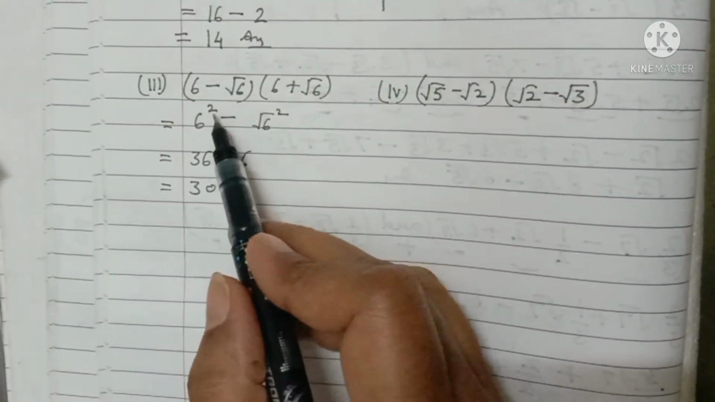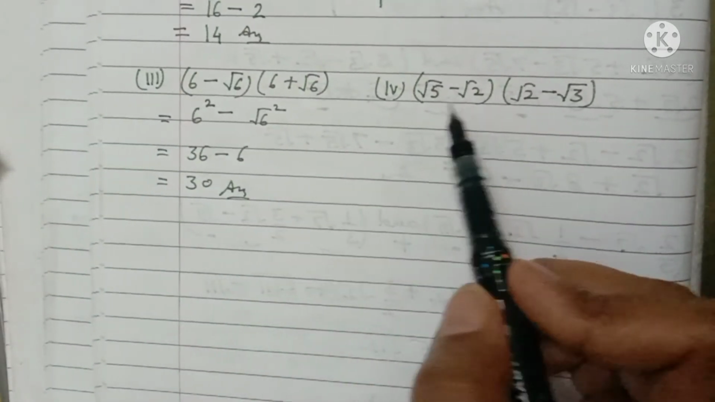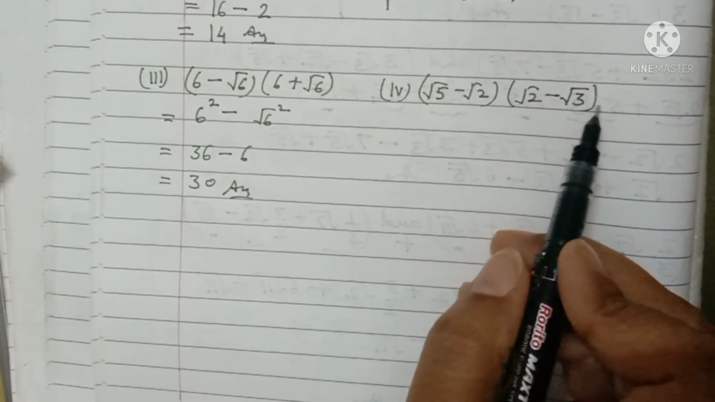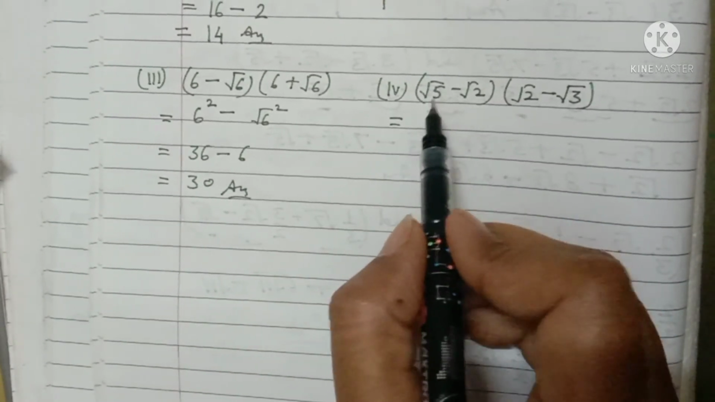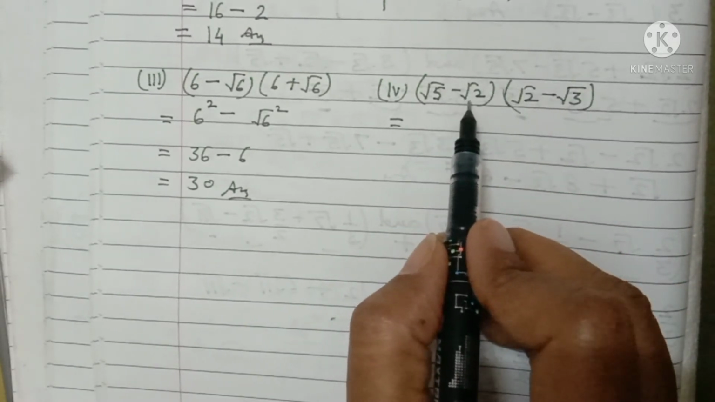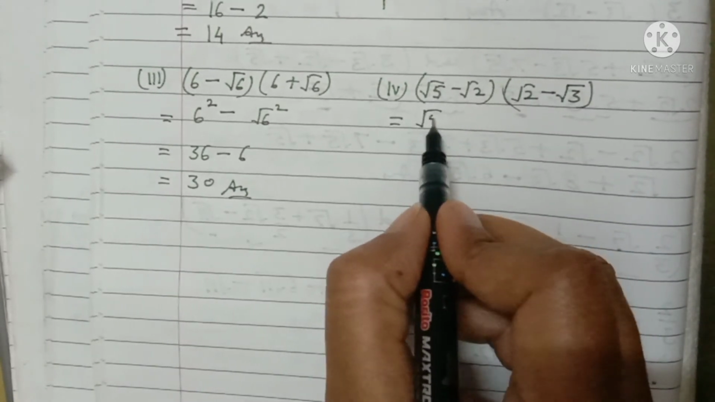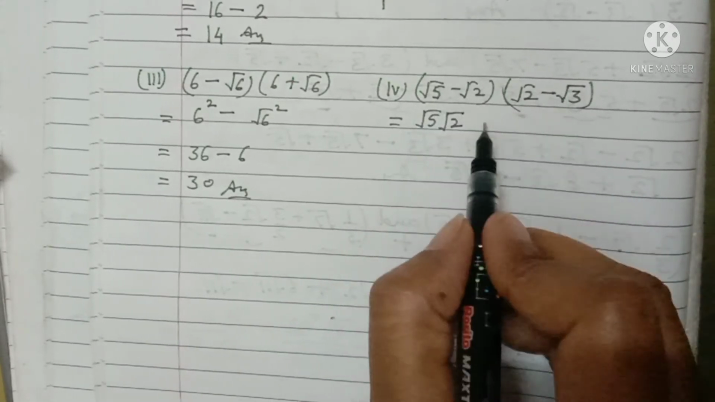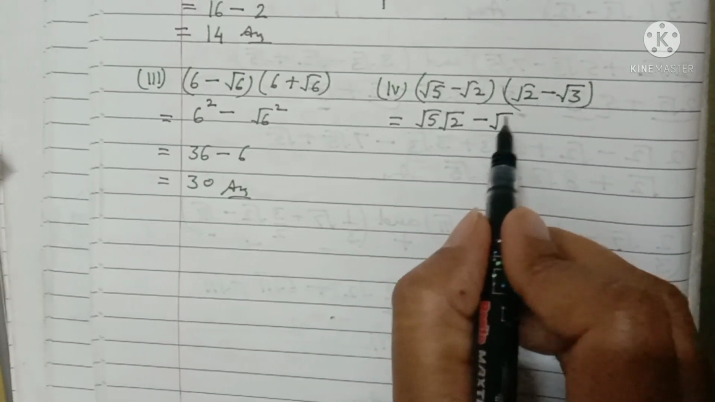Now third part is the same, by using identity a minus b and a plus b and solve it. Now it is somewhat different here. Identity a plus b and a minus b will not be used. Here we will multiply under root 5 with these two numbers, then under root 2 with these two numbers. So write like this: under root 5 into under root 2, under root 5 into under root 2. Now under root 5 and minus sign, under root 5 into under root 3.